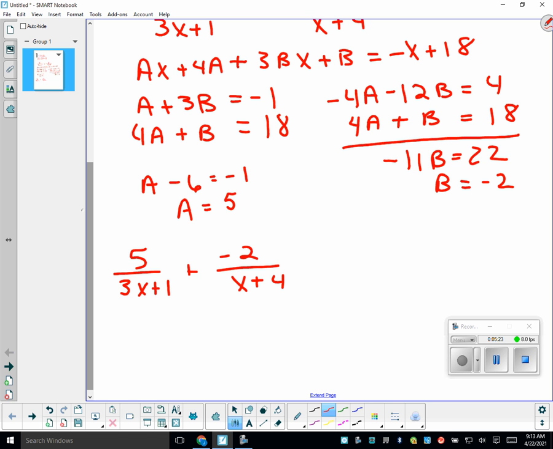Should we solve for x? No, Martha, it's okay. Go ahead and solve for x right here. It makes sense if you said 3x plus 1 times 2 is 5x plus 4. All right, are you okay with this?